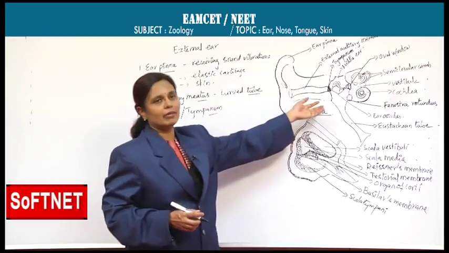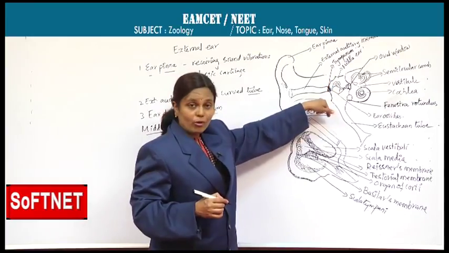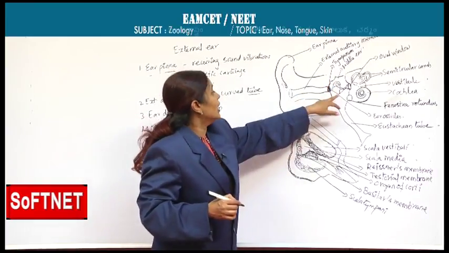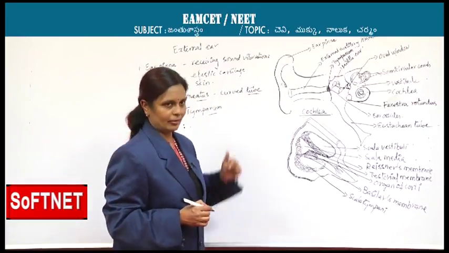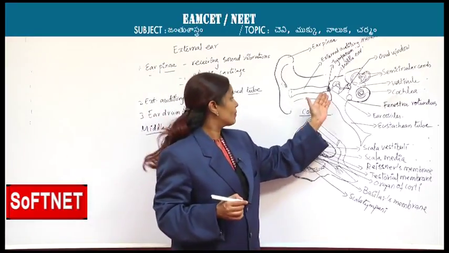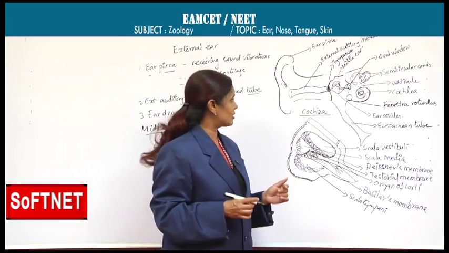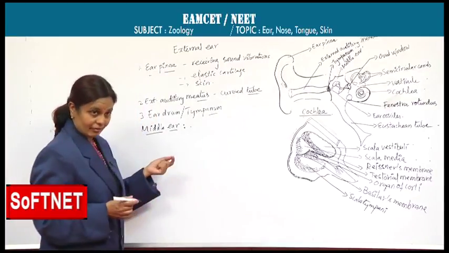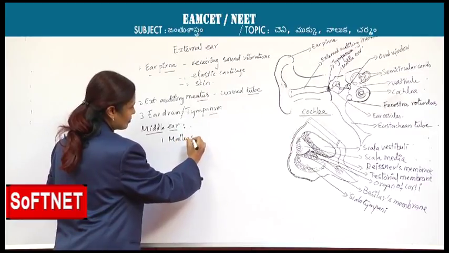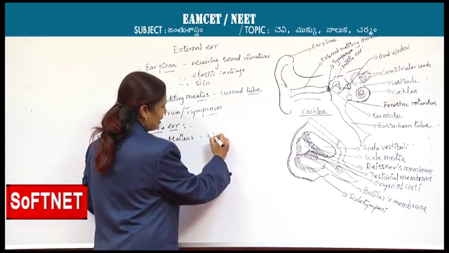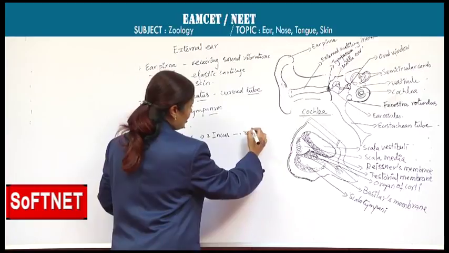Next, it is about the middle ear. Middle ear is a small air-filled cavity. We discussed it already, and it is lodged inside one temporal bone of the skull. Now, in this middle ear cavity, we find a chain of 3 ear ossicles. So, what are those 3 ear ossicles? We learned the names already. Number 1, it is malleus, number 2, it is incus, and number 3, it is stapes.